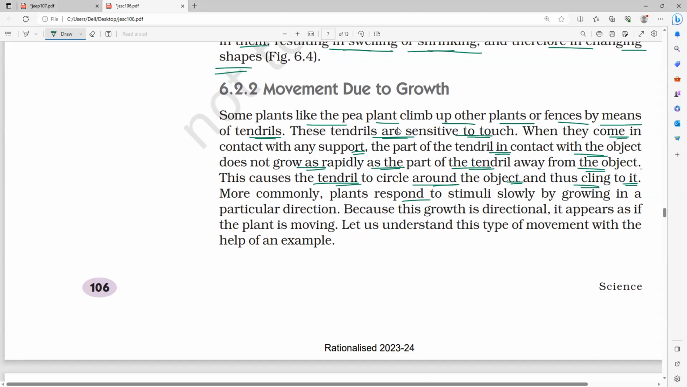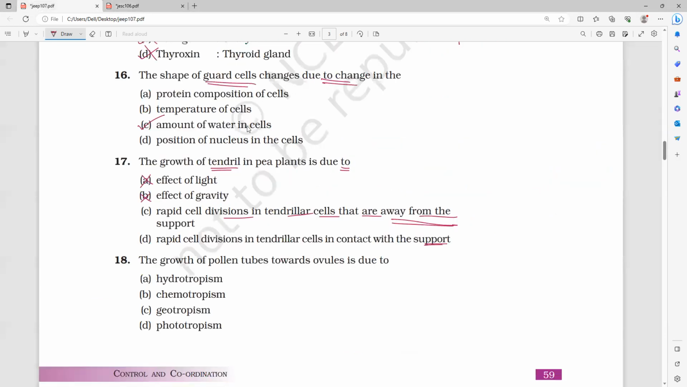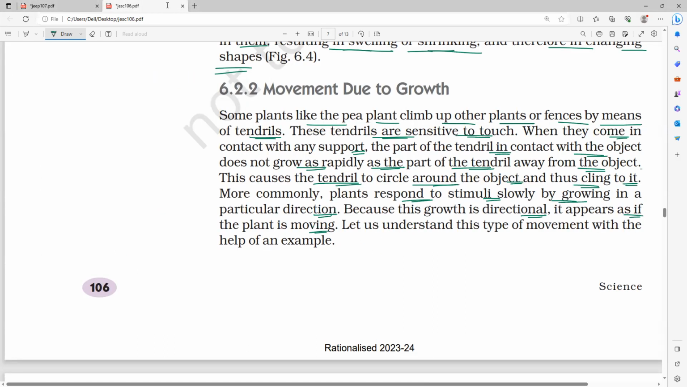More commonly, plants respond to stimuli slowly by growing in a particular direction. Because this growth is directional, it appears as if the plant is moving. So in pea plants you can see the tendrils. What is the question they are asking? The growth of tendrils in a pea plant is due to what? The rapid cell divisions. The part of the tendril in contact with the object does not grow as rapidly. The part which is away from the object will grow very fast.